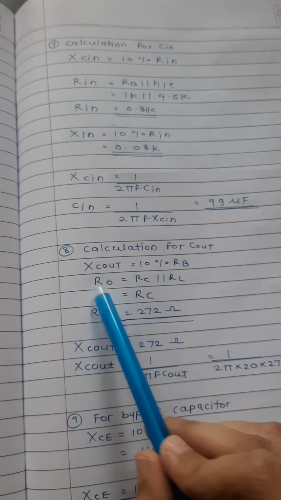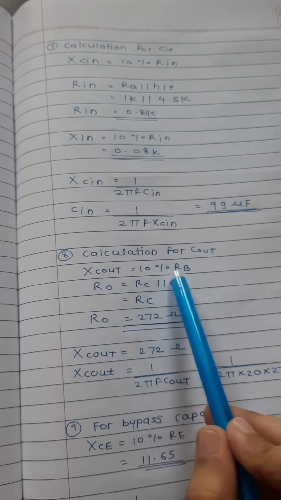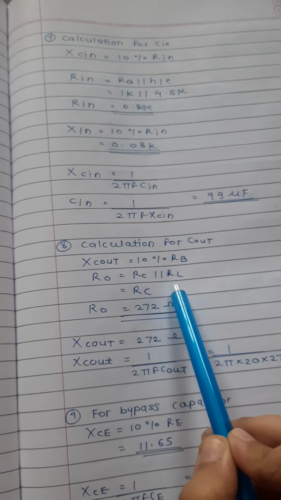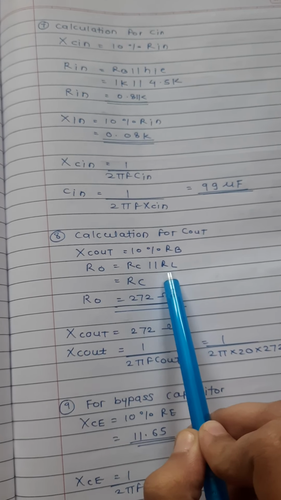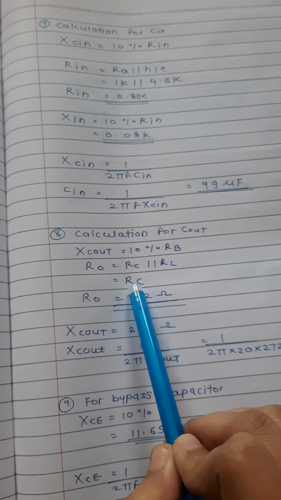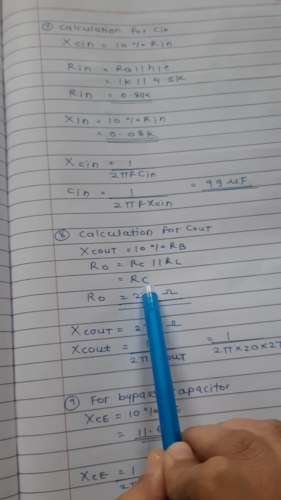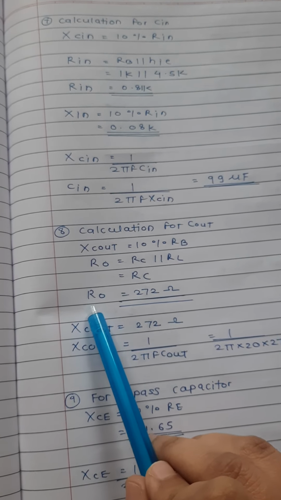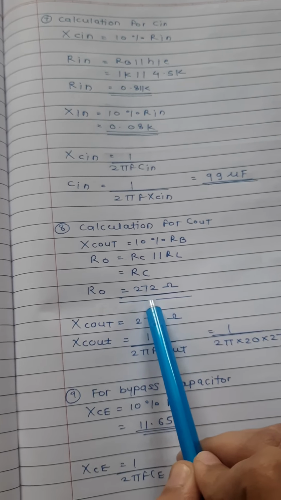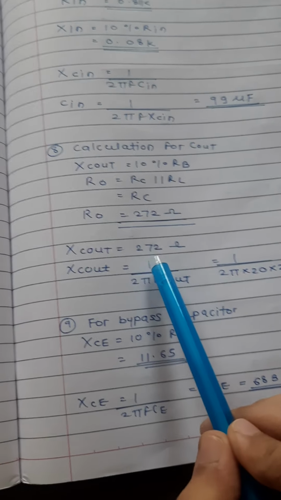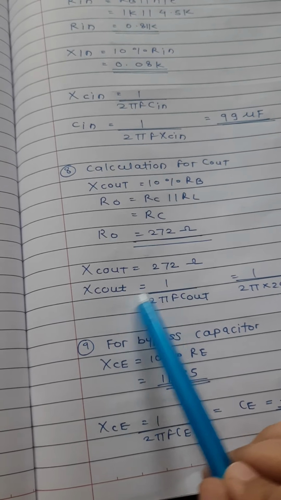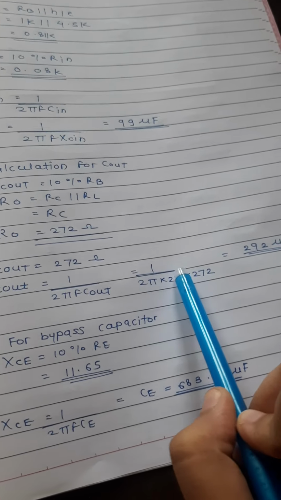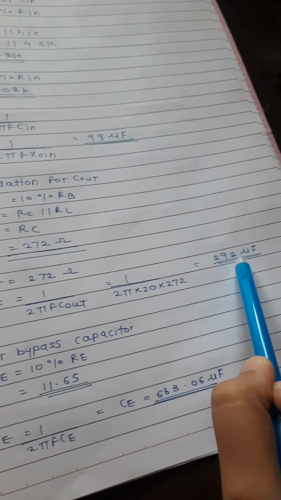For Cout, Xcout equals 10% of Ro. Ro equals Rc parallel RL, but RL is very large, so we can consider only the value of Rc. We have already calculated Rc, which is 272 ohm. As Ro and Rc are equal, Ro is 272 ohm. Putting in the value of 272, Xcout equals 1 upon 2 pi f into Cout. So Cout can be calculated as 292 microfarad.